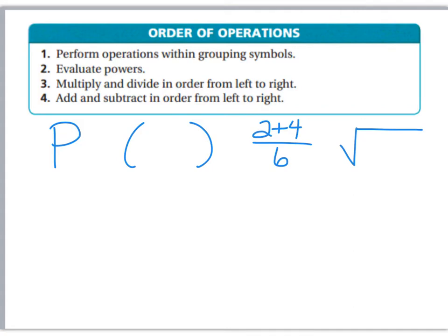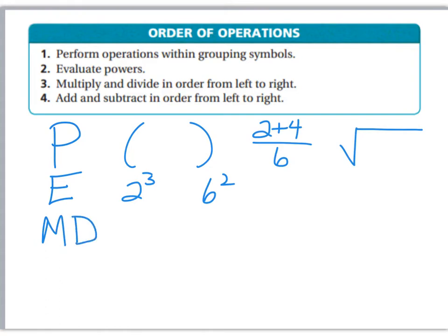The next one is evaluate your powers. That would be the E for PEMDAS also, and that's things like 2 to the power of 3 or 6 to the power of 2. Those little tiny numbers, we're dealing with them. Next, we're going to multiply and divide in order from left to right. That is the M and D of PEMDAS.